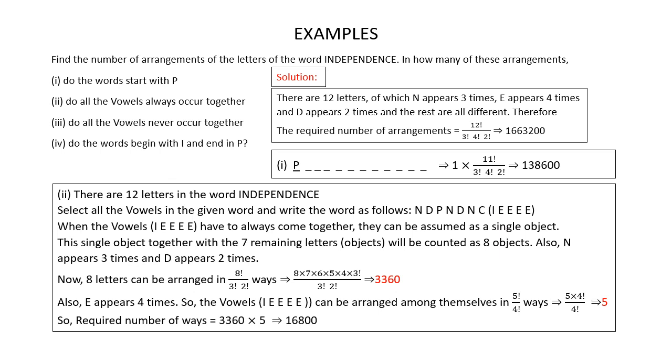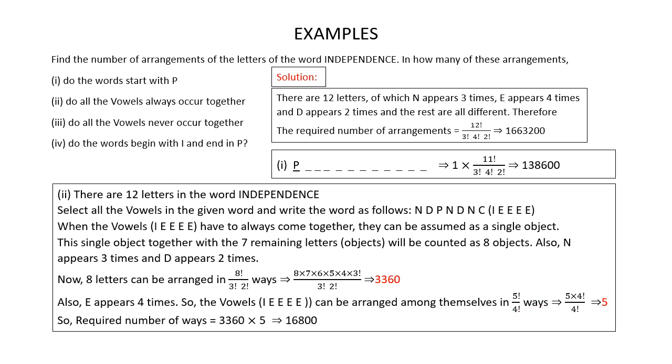Now, the number of ways in which these vowels can be arranged is equal to overall factorial divided by the repeat factorials. So, since there are five vowels here, the overall factorial is 5 factorial. Also, here E appears 4 times. So, the repeat factorial is 4 factorial. So, the vowels I, E can be arranged among themselves in 5 factorial divided by 4 factorial ways.